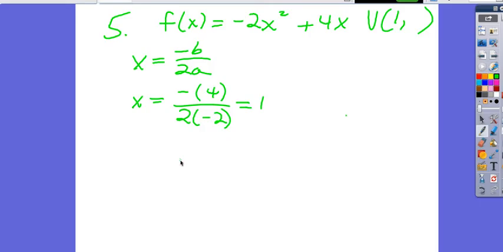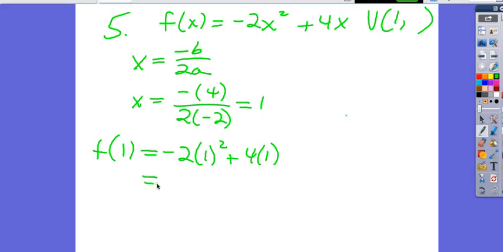Now we're going to find the y value. To find your y value, you take your x value and you plug it back into the function. So f of 1 equals negative 2 times 1 squared plus 4 times 1. Now we can simplify this expression. Remember, please excuse my dear Aunt Sally. So parentheses and exponents. 1 squared is 1 times negative 2 is negative 2 plus 4 is 2. So that comes out to be 2. So your y value is 2.